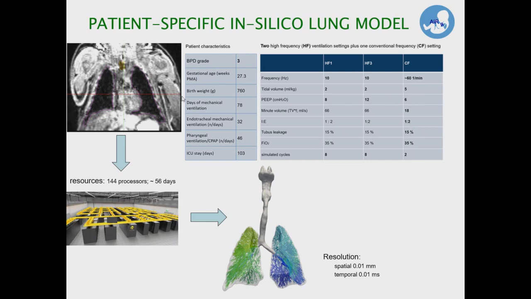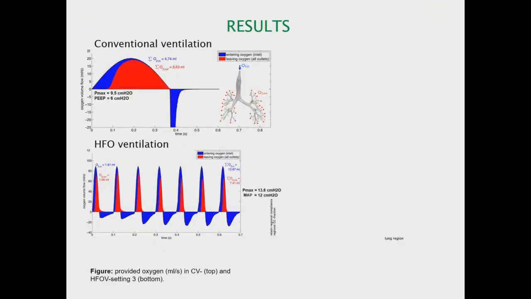And then we looked into the oxygen distribution within this lung model and the oxygen delivery. Here you can see the two different settings that are most distinct: the high-frequency setting number 3 compared to conventional ventilation. In the inspiratory limb, you can see the amount of oxygen going into the lung and the amount coming out of the lung over time.